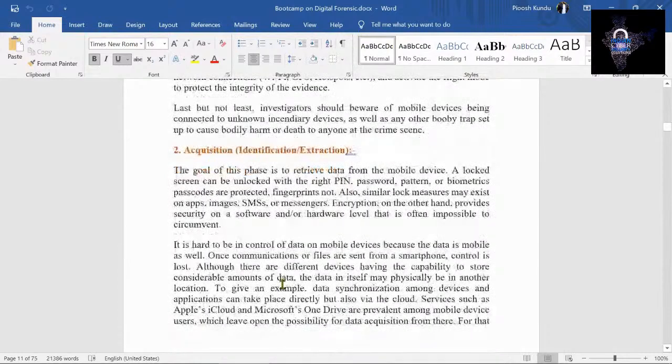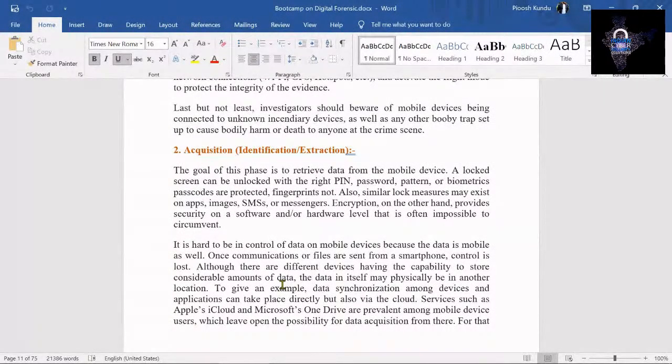The goal of this phase is to retrieve the data from the mobile devices. The mobile device lock screen can be unlocked with the right PIN, password, pattern, or biometrics such as fingerprints. Similar lock measures may also exist on apps, images, SMS, and messengers. Encryption, on the other hand, provides security at the software or hardware level. It is also often impossible to circumvent.